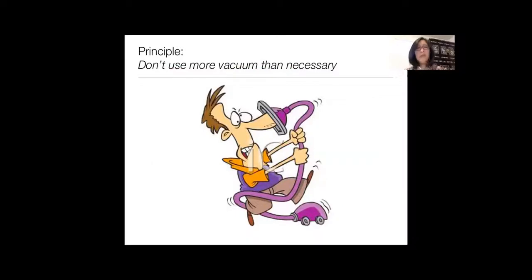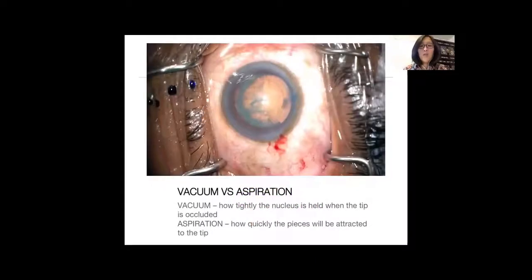Then principle number 3 is don't use more vacuum than necessary. It depends upon what aspect of the case you're performing. When we talk about vacuum versus aspiration, aspiration is how quickly the pieces are going to be attracted to the tip when it's not occluded. And vacuum is how tightly the nucleus is going to be held to the tip when it is occluded.